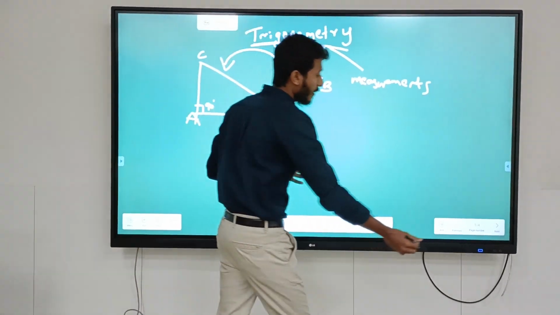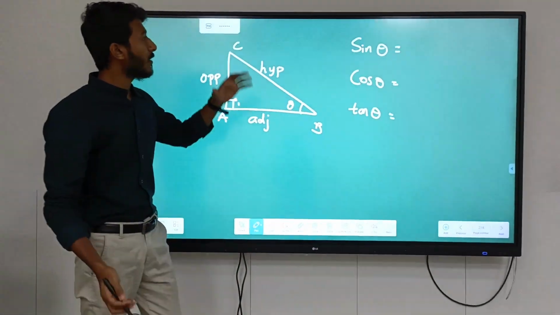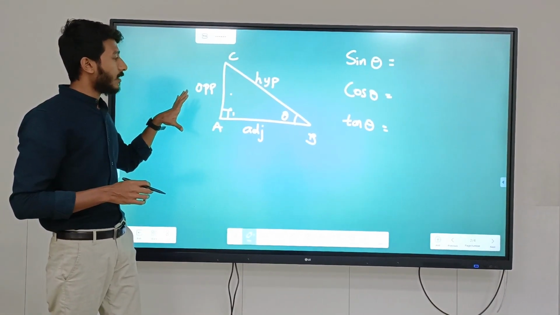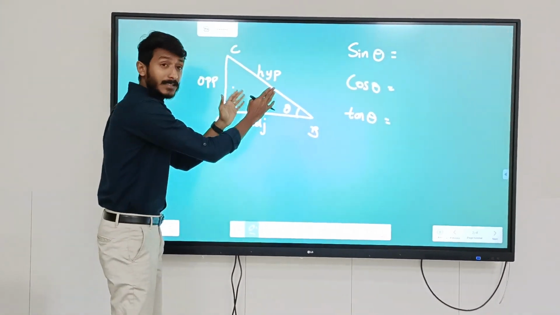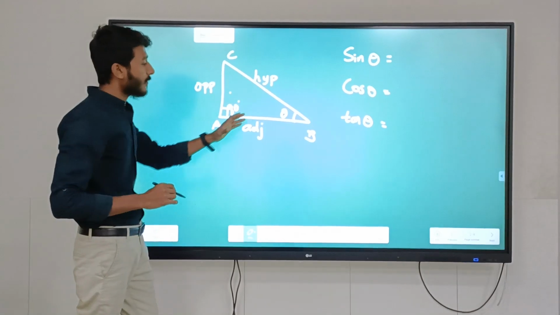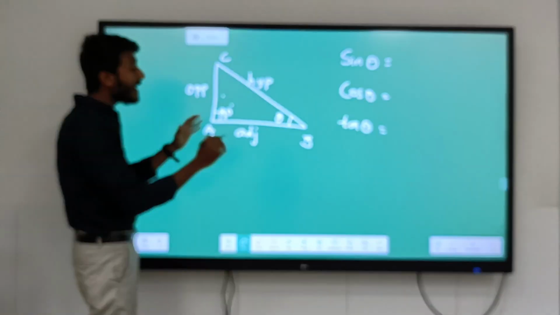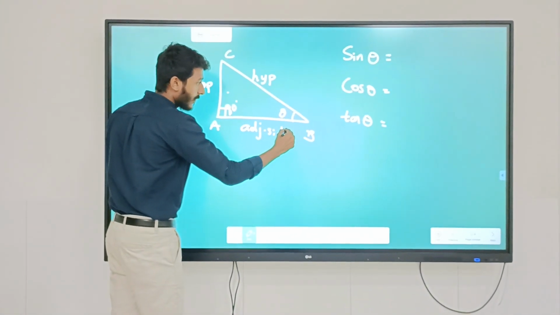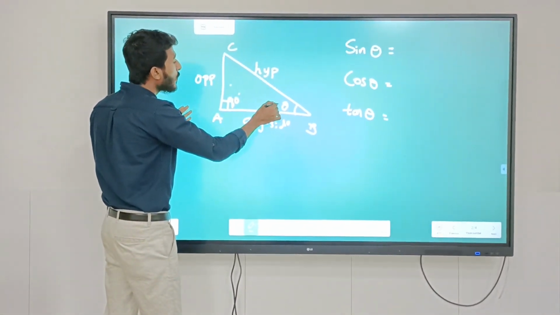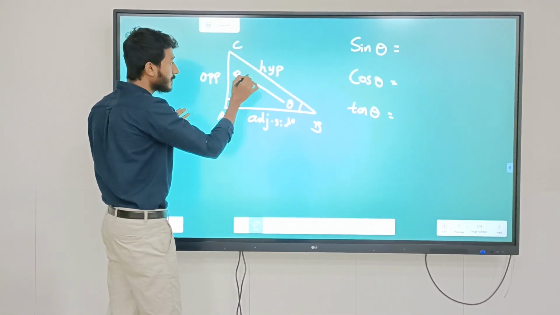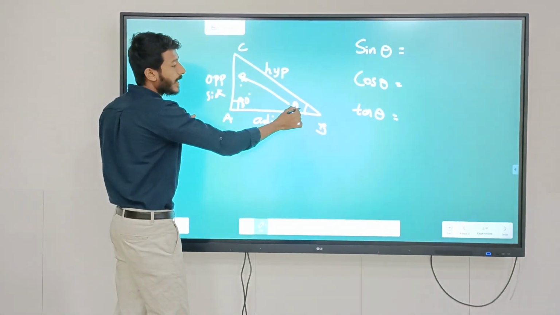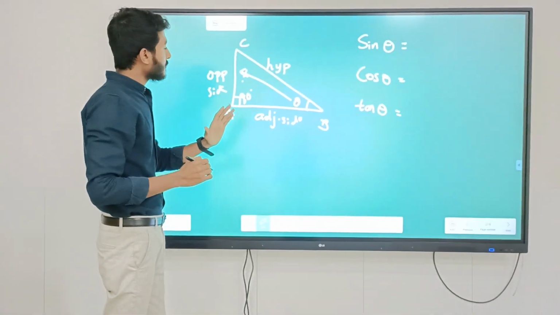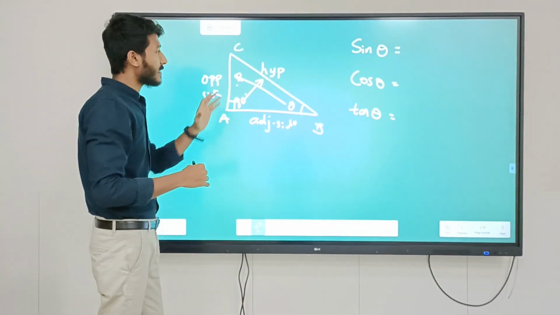We can move to slide number 2. This is a right angle triangle. This angle is theta, and this is 90-degree. If you consider this angle as theta, the side adjacent to theta we call the adjacent side, and the side opposite to this angle theta we call the opposite side. And the longest side, opposite to 90-degree, is the hypotenuse.